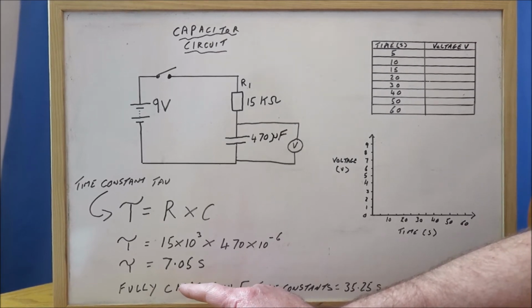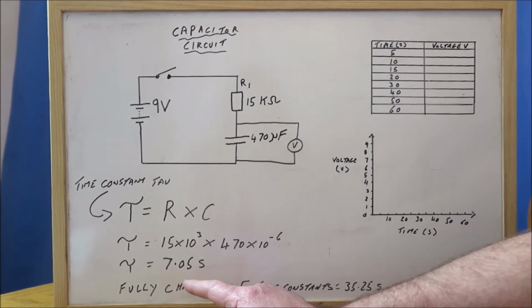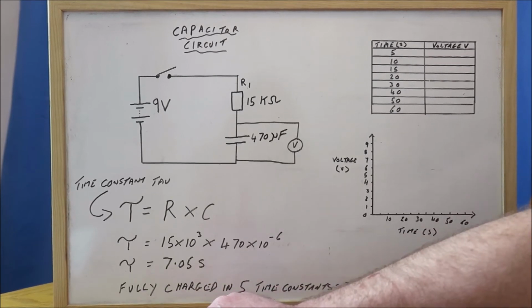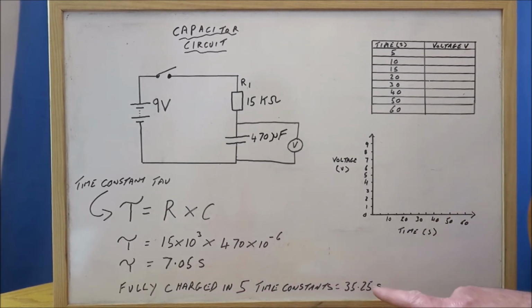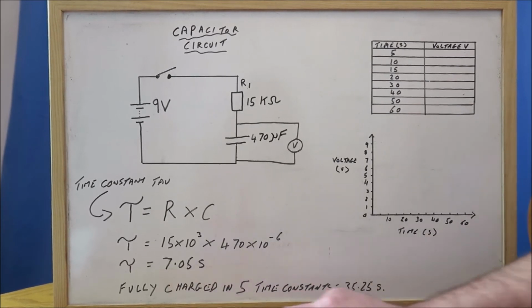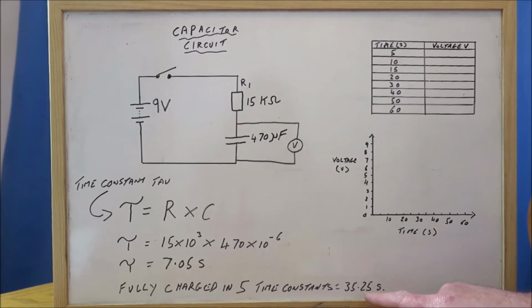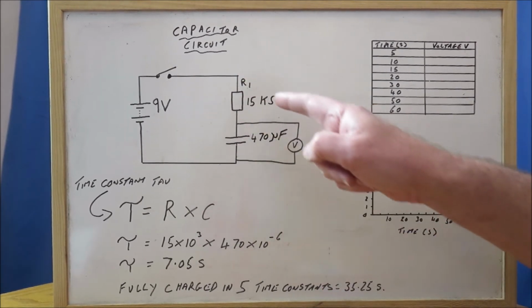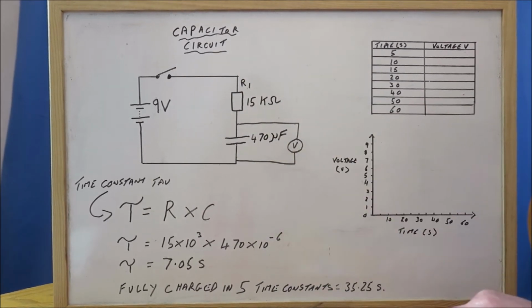Now, the value of tau will be the first time constant. It will tell you when that capacitor is charged to about 63% of its full capacity, but this is not a linear charging. So for the capacitor to be fully charged, we can say it's fully charged within 5 time constants. And for 5 time constants on this is 7.05 multiplied by 5, which is 35.25 seconds. So for this circuit, we can say that that capacitor is going to be fully charged within 35.25 seconds, which is 5 time constants, as we've said.